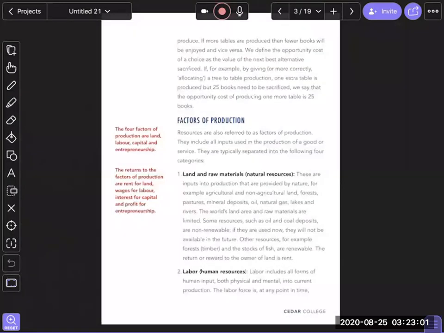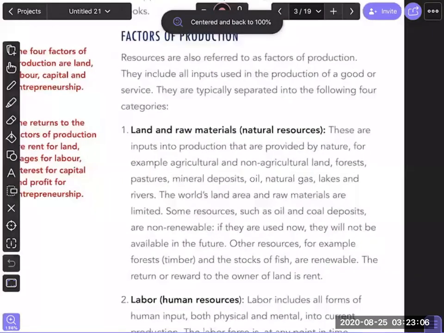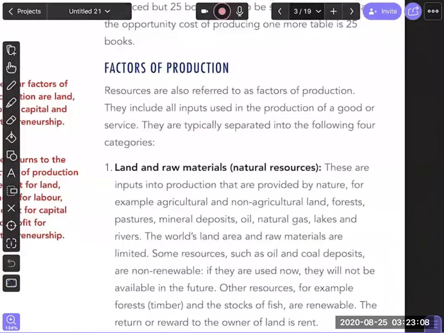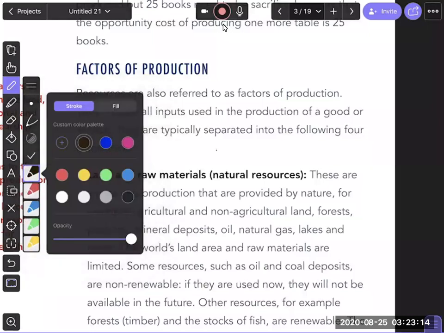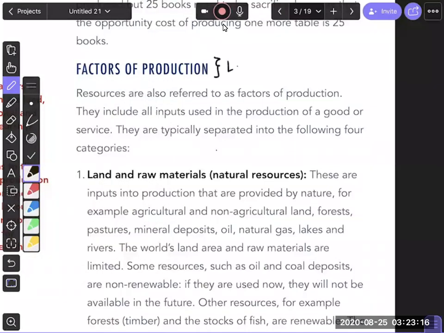Now, moving on, today's discussion is going to focus on something called factors of production. What are factors of production? We say factors of production are land, labor, capital, and enterprise. So we use land, labor, capital, and enterprise to make goods and services.